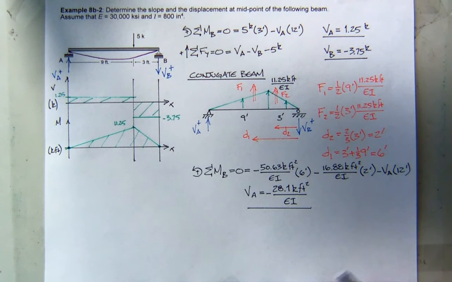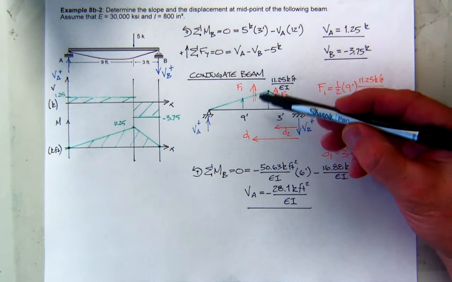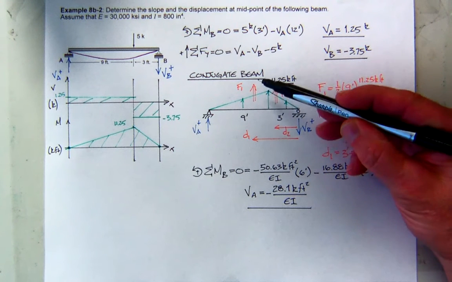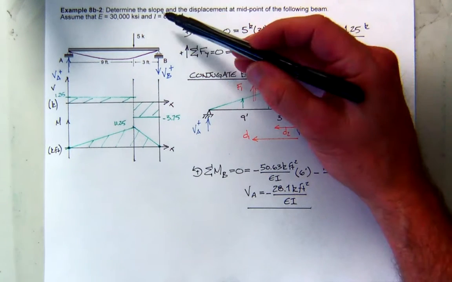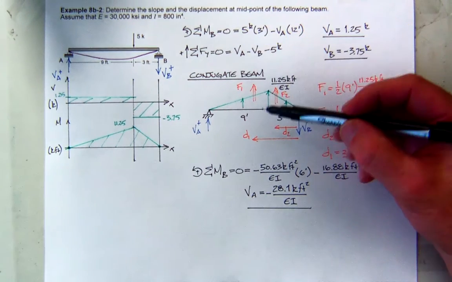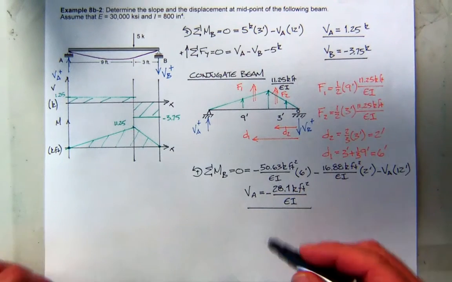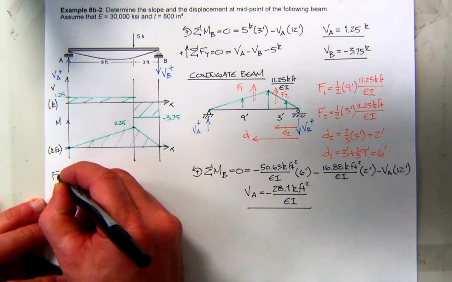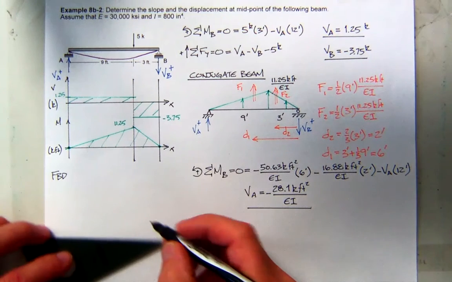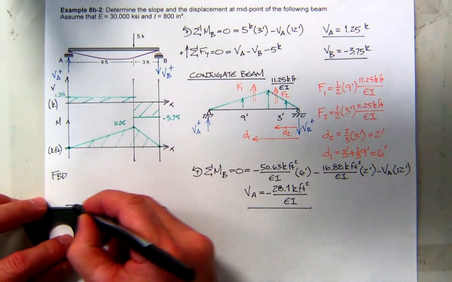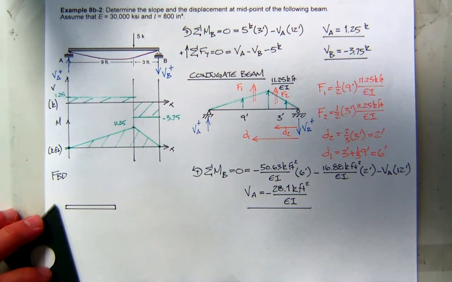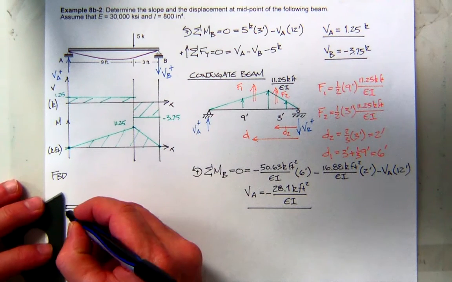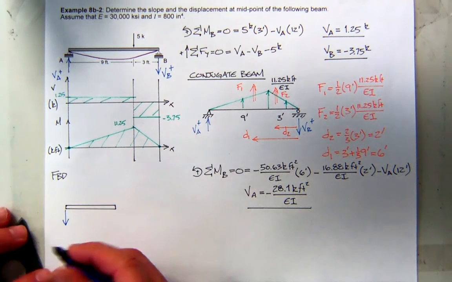So now what do we do? Well, now I'm going to come back and cut the structure at the place where I want to know the shear force and bending moment, which is given by where I want the slope and displacement in the real beam, which is right in the middle. And I'm going to look at the left-hand side. So here's my free body diagram for this chunk of the beam. I'm going to put that value on it. I assumed the shear at A was acting up. It's negative, so it's actually down.